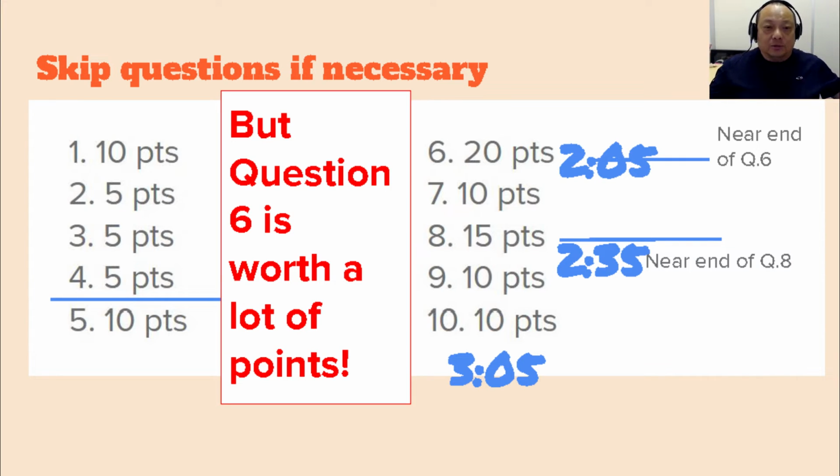You may say, wait, but question 6 is worth a lot of points. True, but you're behind by about 20 points. That means you have to let go of some 20 points. Now may be the time to cut your losses and choose which 20 points you'll let go. Either question 6, or questions 7 and 9, or 7 and 10, etc.